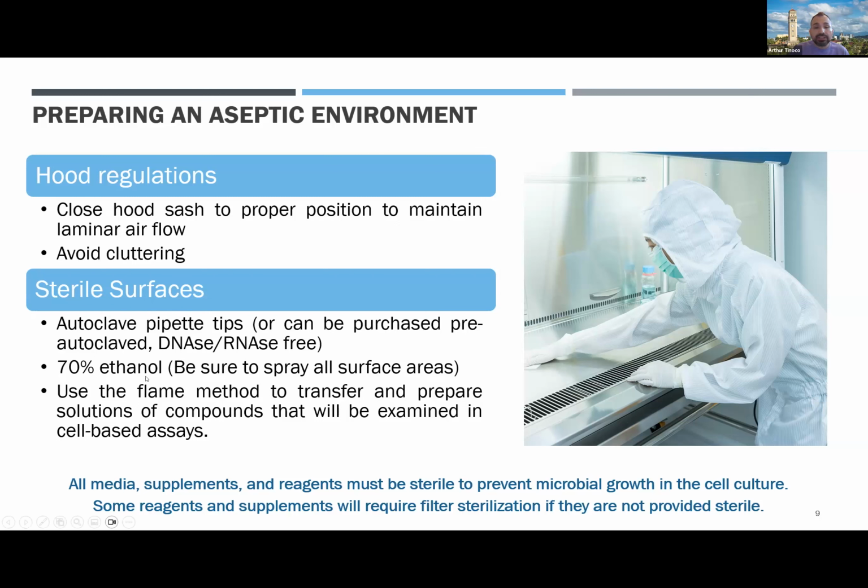70% ethanol is key. Have a lot of it in the vicinity so that you can quickly spray down surfaces, and you're going to be using it throughout all steps of moving things around in and out of the hood. So even though you may have sprayed the area in general, the outside, the inside, you're going to be using this a lot.